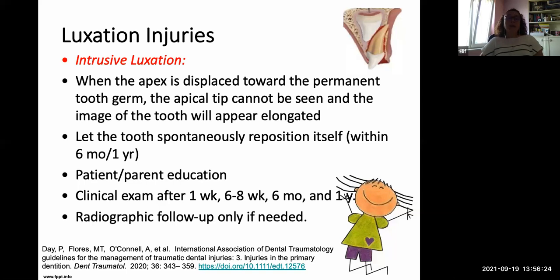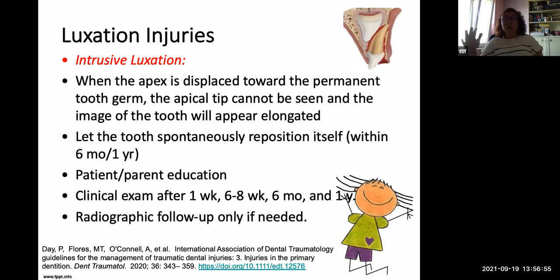In the previous guideline of IADT, extraction of the tooth is suggested in this situation. But now, in the most current one, the guideline which was published in 2020, it is just advised that we should let the tooth spontaneously reposition in itself regardless of its position.